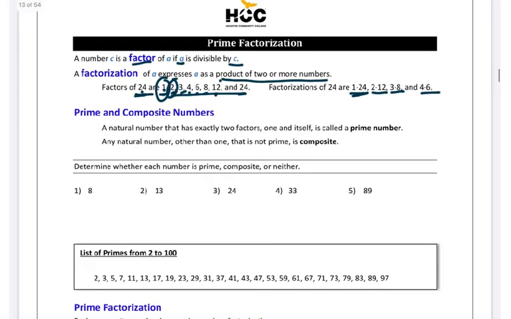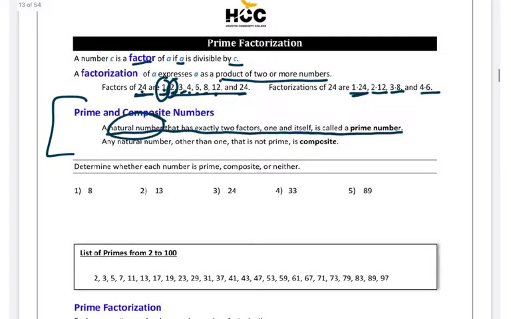Okay, so the next bit is, we're talking about what a prime and composite number are. So this is very important. A natural number that has two factors, one and itself, is called a prime number. So what does that mean? Natural numbers are the numbers that we would consider most natural to us.